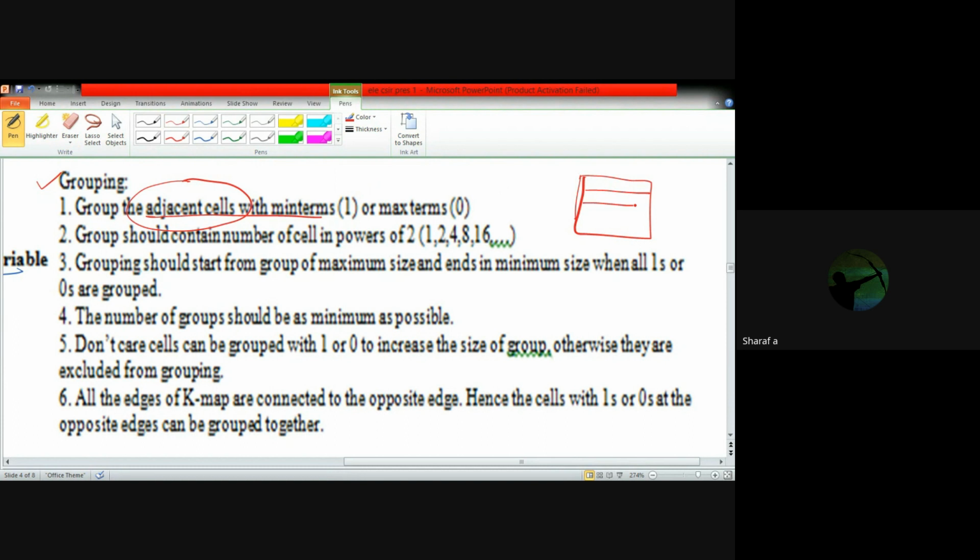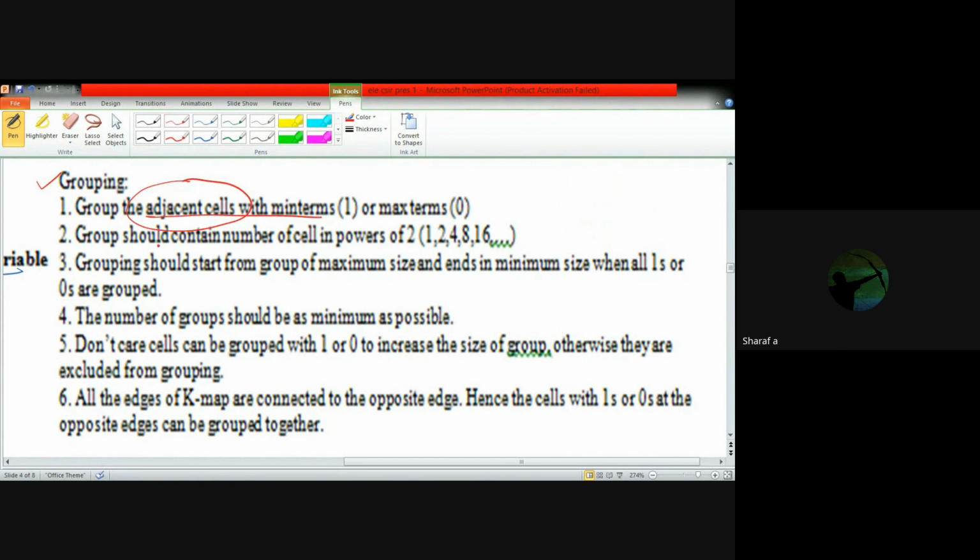Okay, let us consider 16 cells here itself. Adjacent cells you can group. Only the adjacent cells you can group. These two cells, yes, you can group. These two cells, yes, you can group. Okay, these are adjacent cells. You cannot group this one with this one. This grouping is not possible. I hope you understood. Only the adjacent cells can be grouped together. That is the first point.